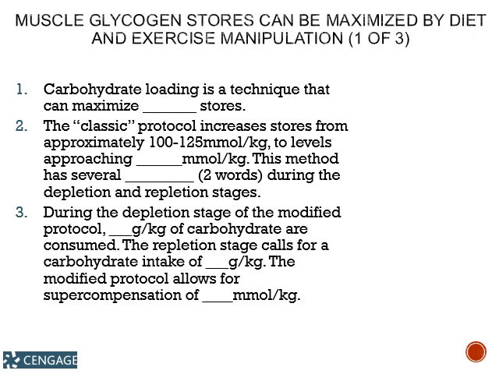So number 3, during the depletion stage of the modified protocol, 5 grams per kilogram of carbohydrate are consumed. In the repletion stage, 10 grams per kilogram of carbohydrate. The modified protocol allows for carbohydrate loading, also known as supercompensation, of 205 millimoles per kilogram.